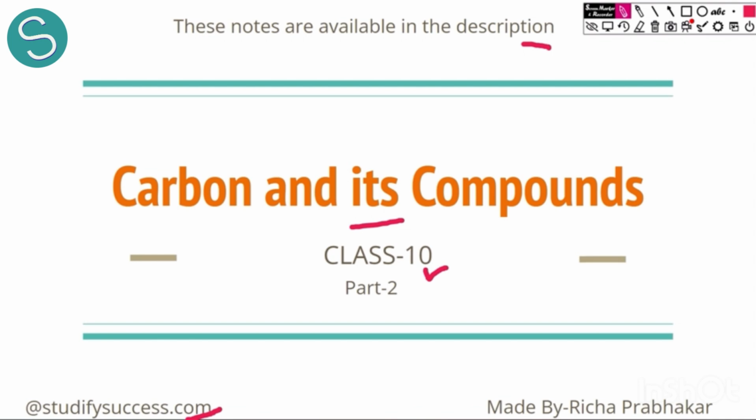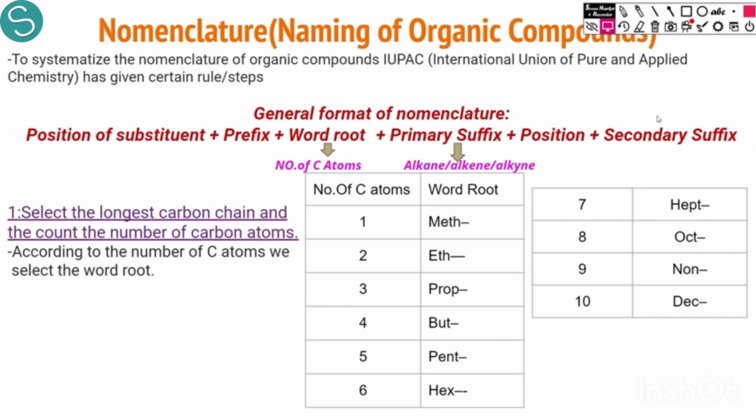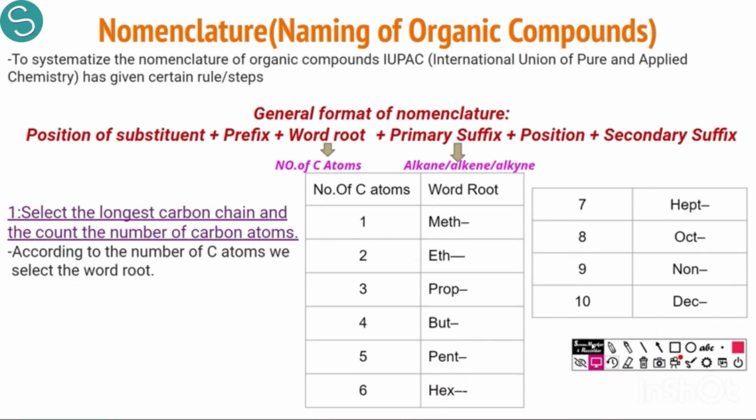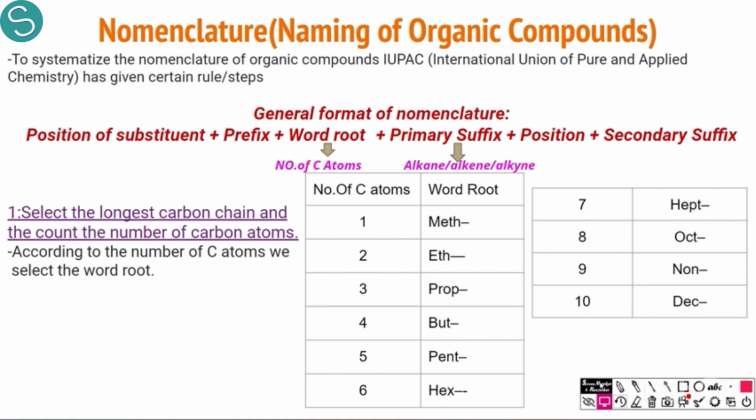So in part 1 of this chapter we have already covered the basics and the various fundamental topics of covalent bonding. We'll start this video with nomenclature of carbon compounds, which is a very important topic and it is a slightly tricky topic, but I'll make it super easy for you. So let's start with nomenclature of organic compounds or hydrocarbons. So nomenclature is basically the naming of the compound.